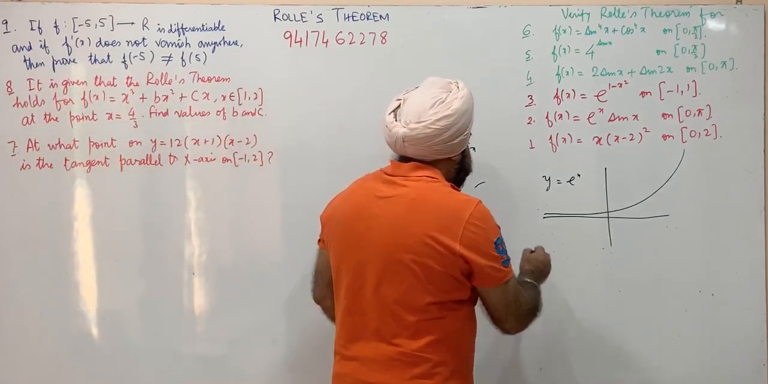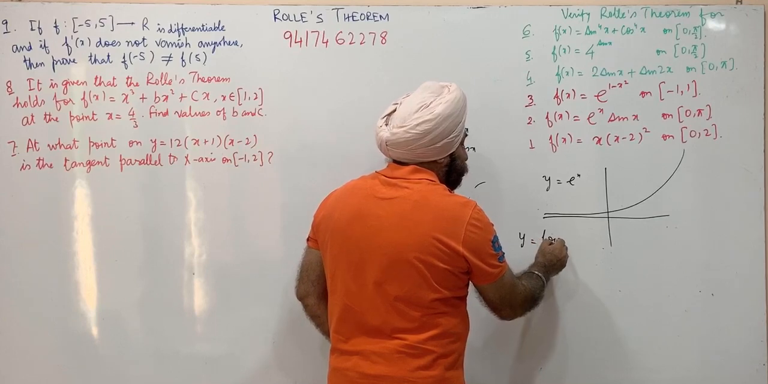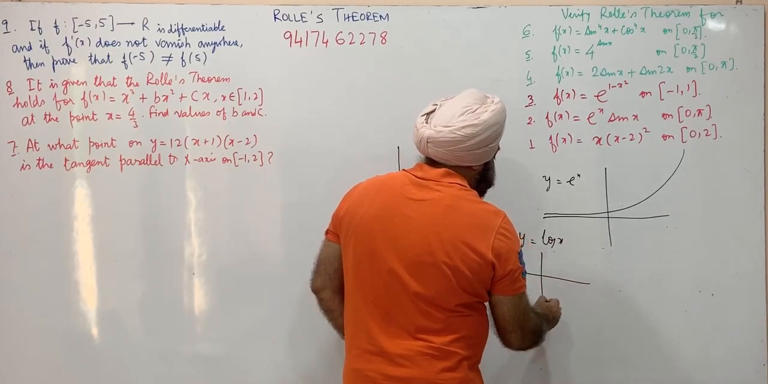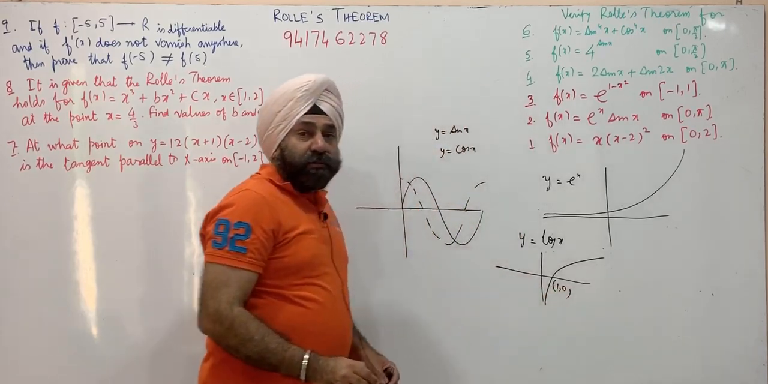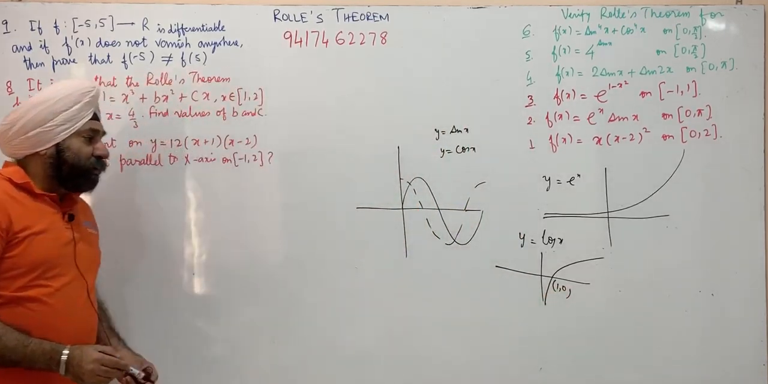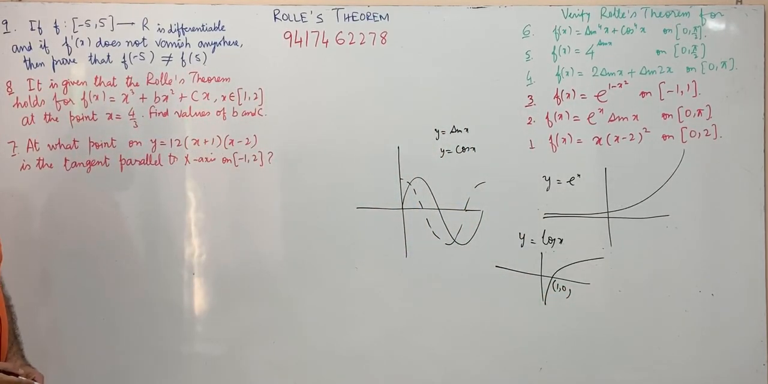What about y is equal to log of x? This is the graph of log of x. This point is (1, 0). So from the graph it's clear that log of x is a continuous function and a differentiable function in its domain.